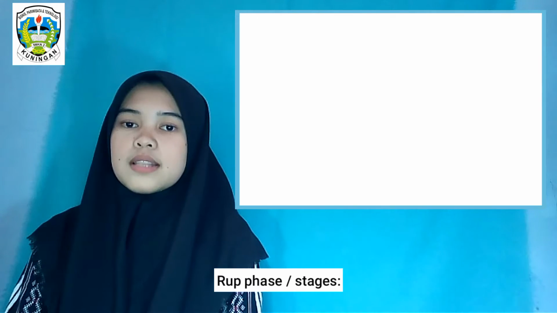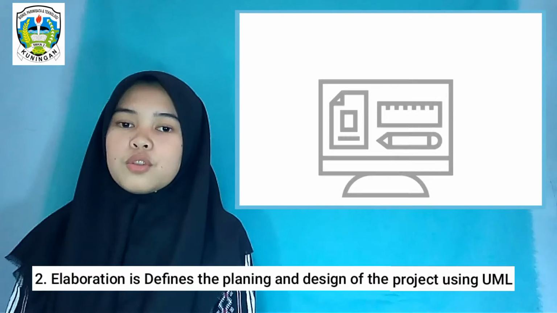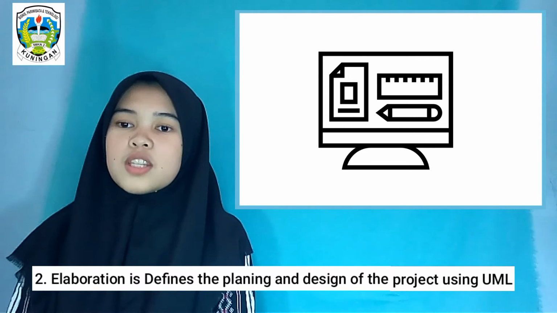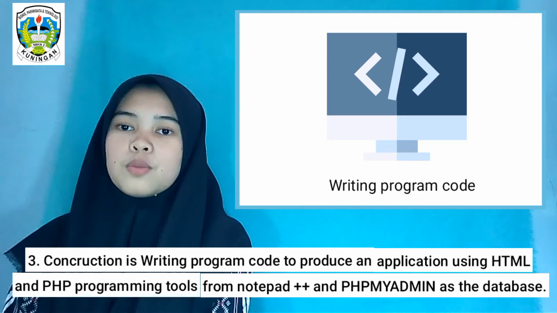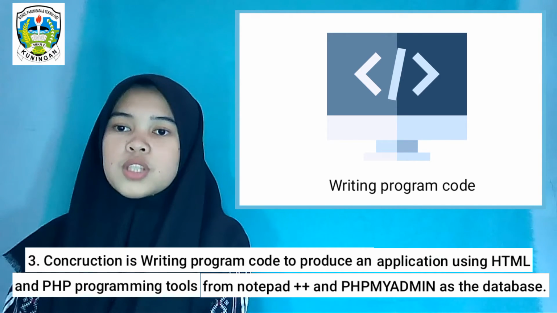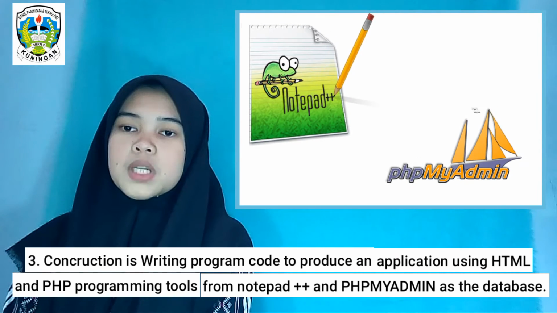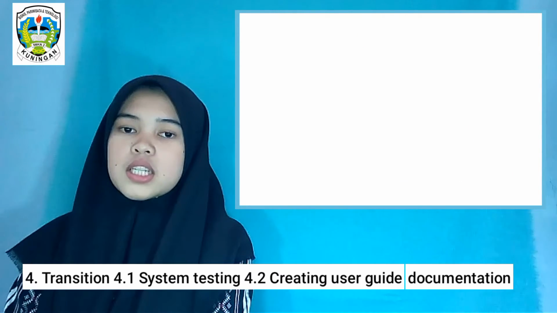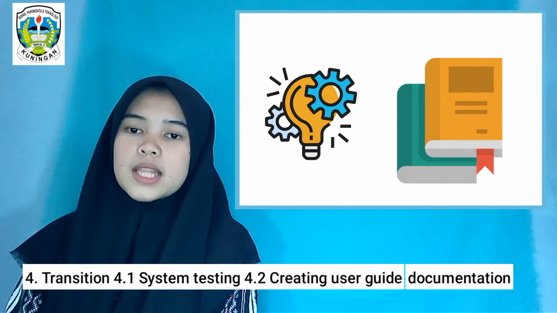RUP phases or stages. 1. Inception is supporting the data collection process in making the application. 2. Elaboration defines the planning and design of the project using UML. 3. Construction is writing program code to produce an application using HTML and PHP, with programming tools Notepad++ and phpMyAdmin as the database. 4. Transition: 1. System testing. 2. Creating user guide documentation.